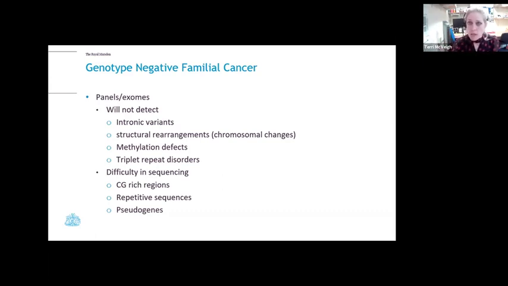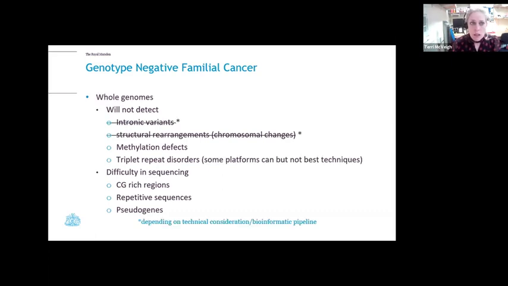Like with any test in medicine, it has limitations. Even genome, apparently the panacea, the cure to all of our ailments, there are certain variants that it will not detect either. So it can detect intronic variants and it can potentially detect structural rearrangements, but actually that's very contingent on your technical approach and your bioinformatic pipeline. And I have seen, particularly through the 100,000 Genomes Project, instances where these have not been detected because of the manner in which the analysis was undertaken. And similarly, you have technical issues with your whole genome analysis as well.